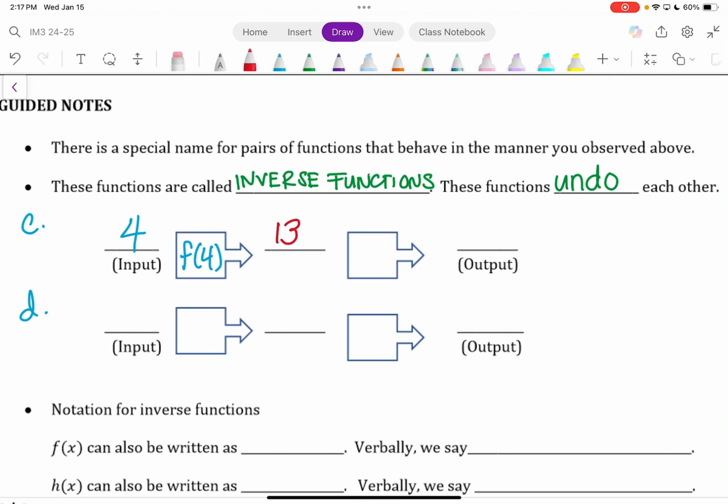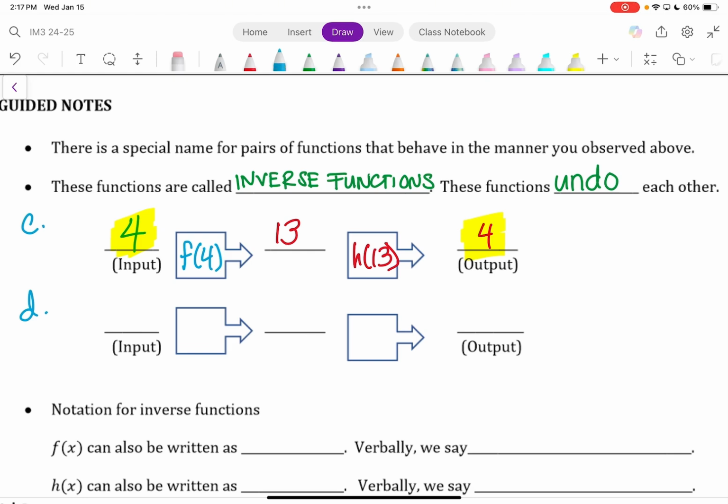We then took 13 and we plugged it into which function? What's the second function? h. So we then evaluated h of 13, and that gave us an output of 4. As you can clearly see, the initial input and the final output are the same. We start with the 4, we end with the 4. Okay?